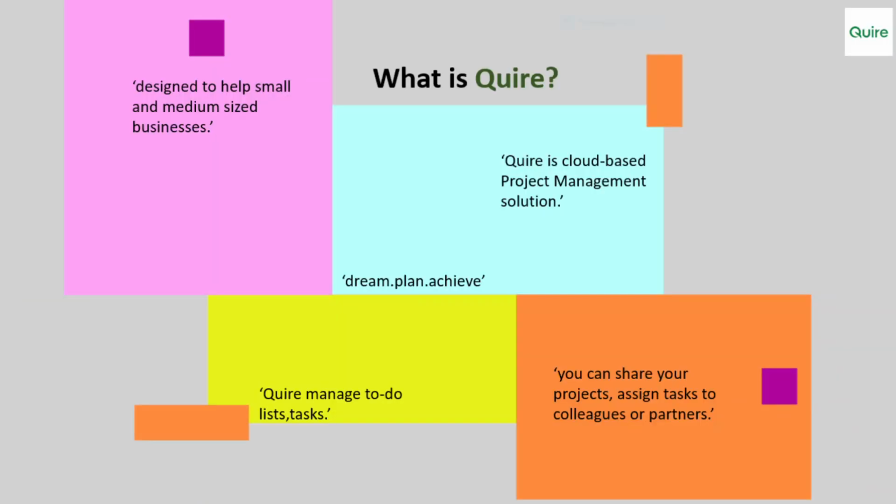Quire is a cloud-based project management solution and software designed to help small and medium-sized businesses and companies. You can share your projects, and you can assign tasks to colleagues or partners or your team members. And also Quire manages to-do lists and tasks using assigned people and responsibilities and tags in the software.